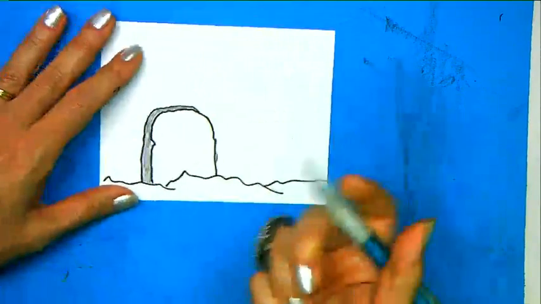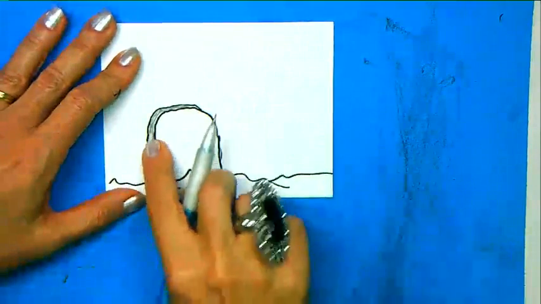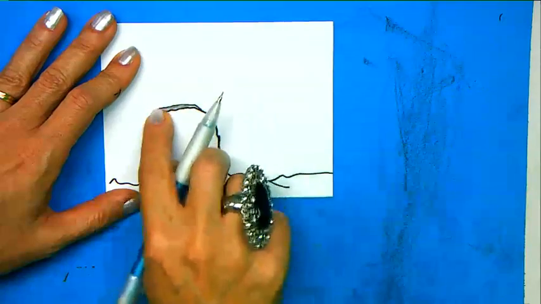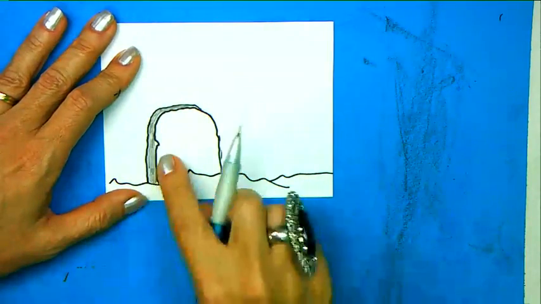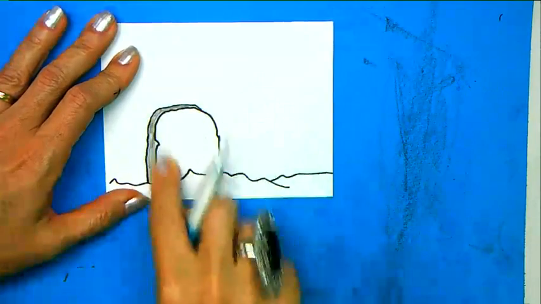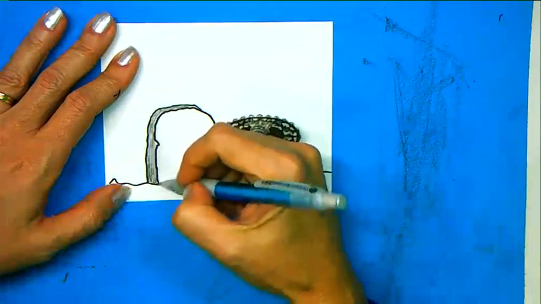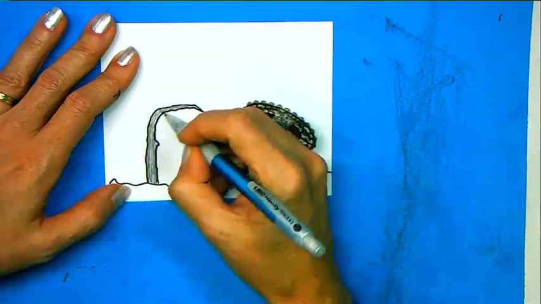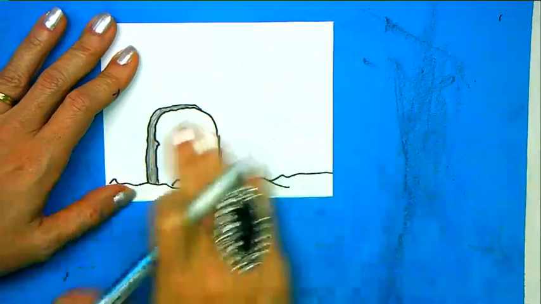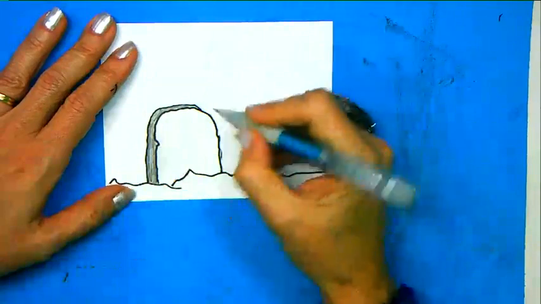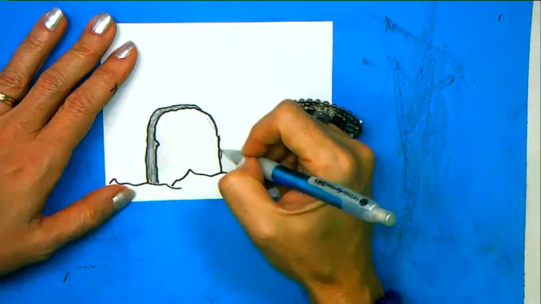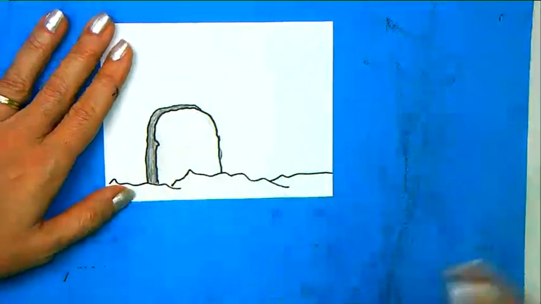I do like to use a pencil almost better than a crayon when I'm coloring in my tombstones. The reason is you can smudge it. Look how spooky that starts to look. So if I add a little bit more, a little bit heavier on the pencil, and then you kind of smush it in there. I might do a little bit over here on the side. Just kind of smush it in.